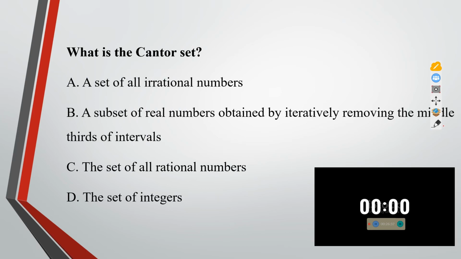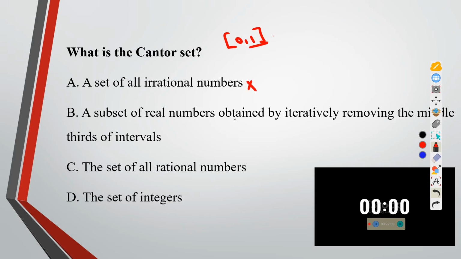So what is a Cantor set? A set of all irrational numbers. This is basically not true. A Cantor set is a set that has real numbers between 0 and 1. So that set is not a set of all irrational numbers, because we can get irrational numbers which are outside this.